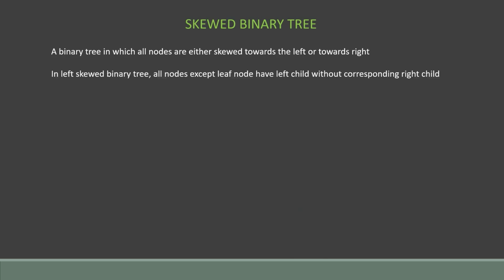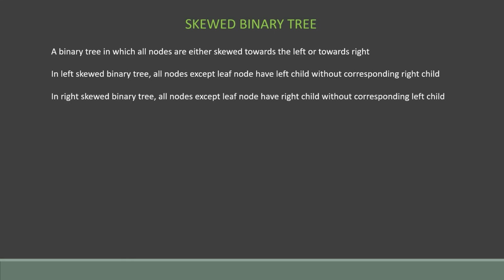So now let's see what is a skewed binary tree. A binary tree in which all the nodes are either skewed towards the left or towards the right. A left skewed binary tree is a tree in which all the nodes except the leaf node have the left child without the corresponding right child. And a right skewed binary tree is one where all nodes except the leaf node have a right child only, without the corresponding left child.